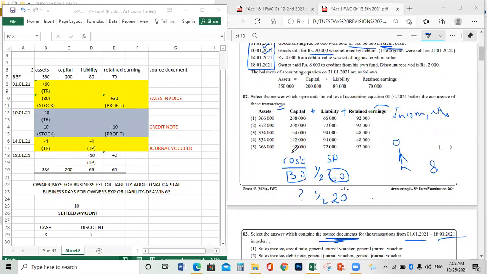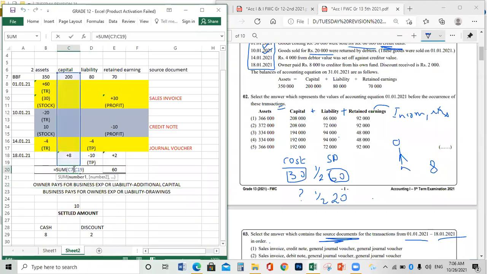Or what will you go and increase? We didn't pay. The owner only paid, guys. What will you go and reduce or increase? Yeah, it's an additional capital. If it's an additional capital, what happens to your capital? Your capital is going to increase. Very good.